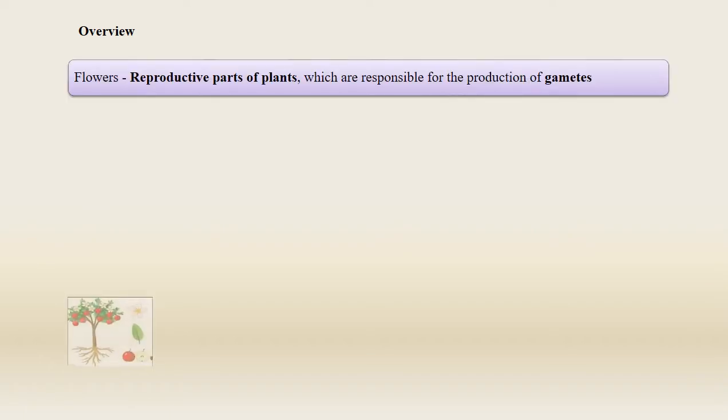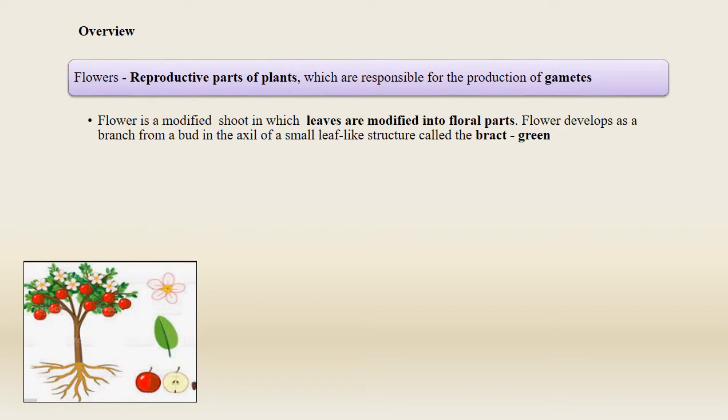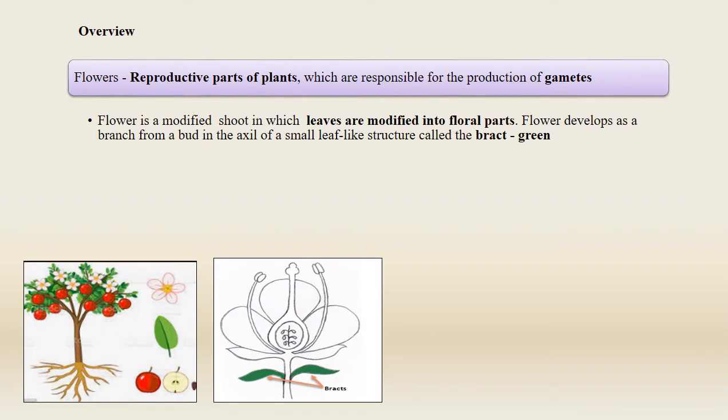Flowers are the reproductive parts of the plants which are responsible for the production of gametes. A flower is a modified shoot in which leaves are modified into floral parts. A flower develops as a branch from a bud in the axil of a small leaf-like structure called the bract, which is generally green in color.